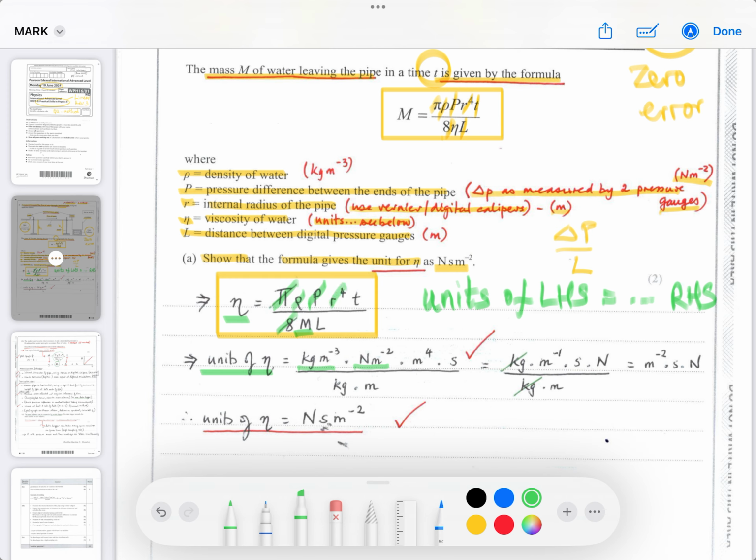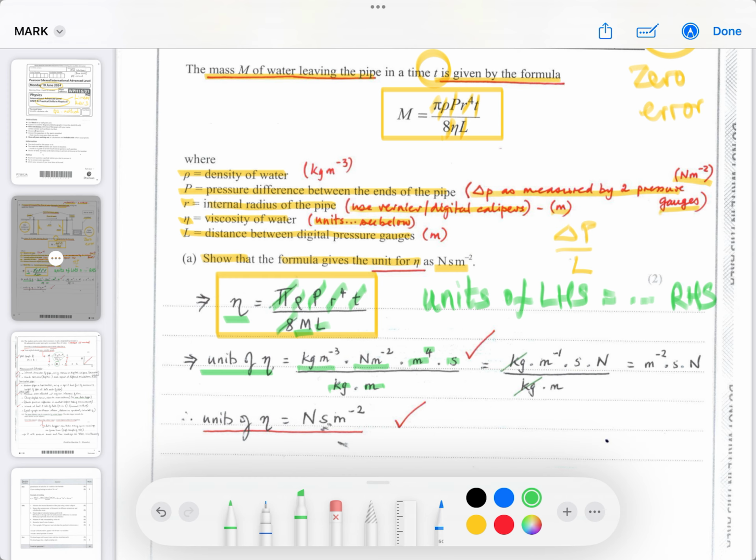R to the power of 4 will be meters to the power of 4. And T obviously is in seconds, so that's everything on the top. At the bottom we got mass, which is kilograms, and length, which is meters. All you've got to do is to simplify.